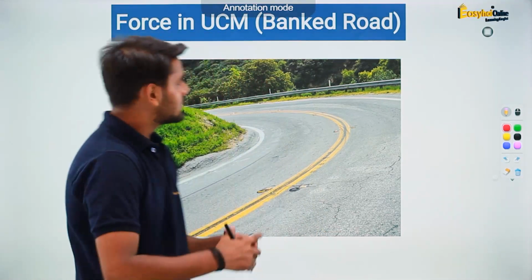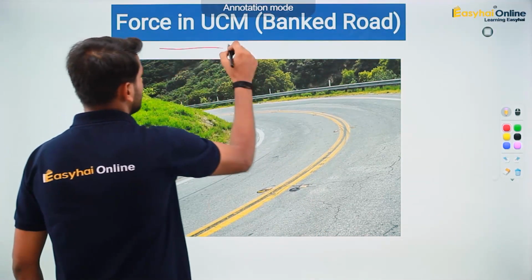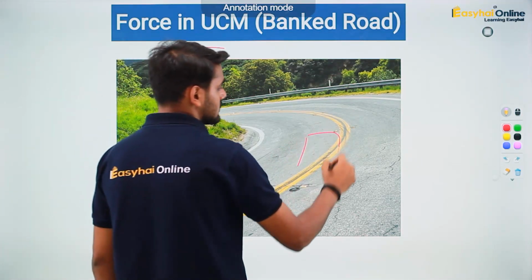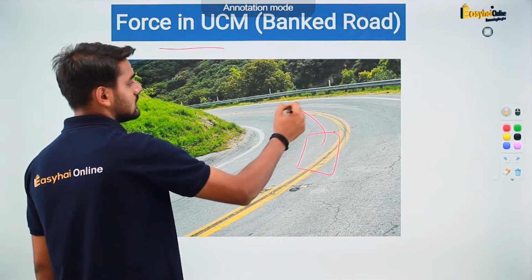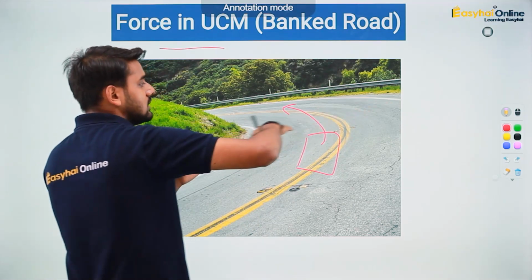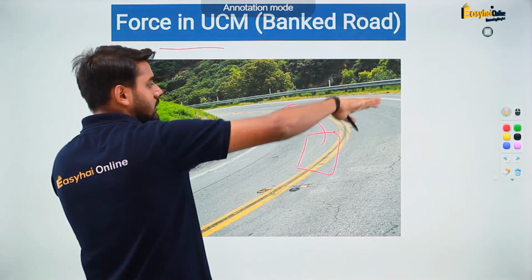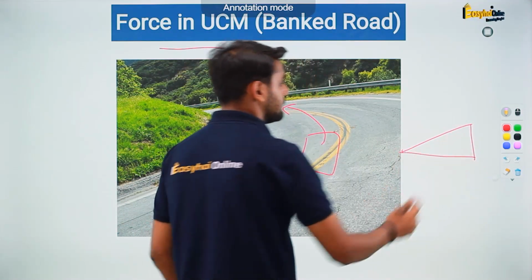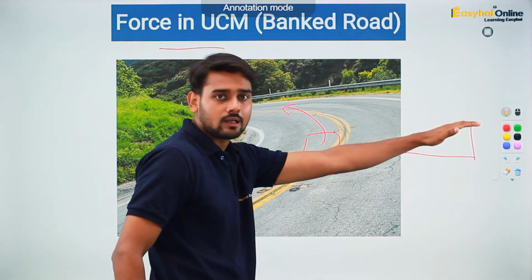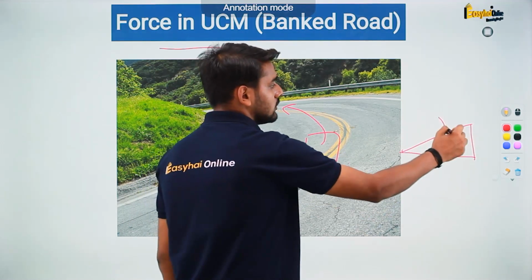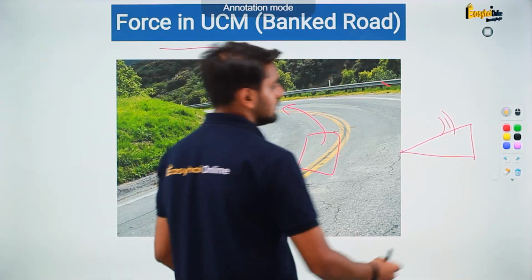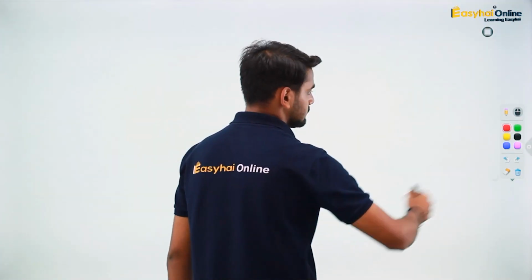Hello students. So now we are going to do force in uniform circular motion for a banked road. In this case, there is a car which is moving along this road in circular motion, and we have seen that this road is banked in the upward direction somewhat like this. If I draw it, the road is inclined like a plane, and the car is moving over this inclined plane in circular motion. Okay, so let's see the dynamics of this.